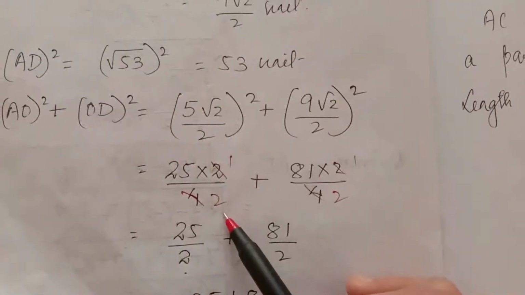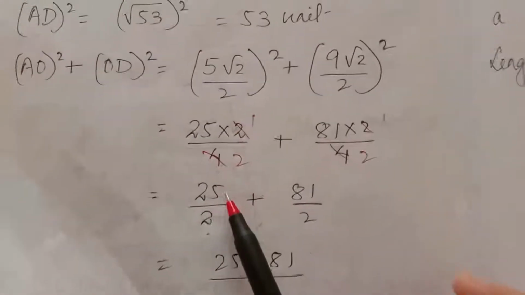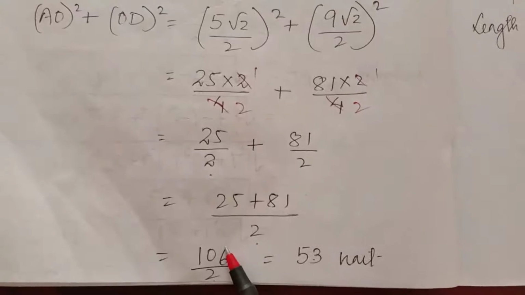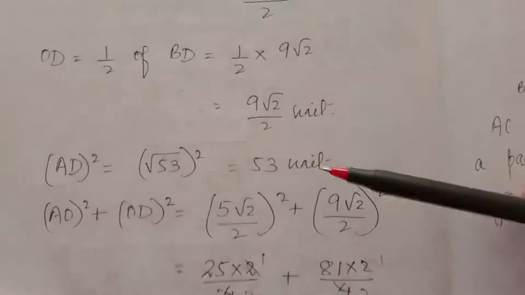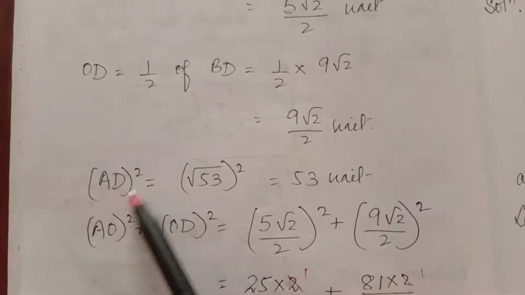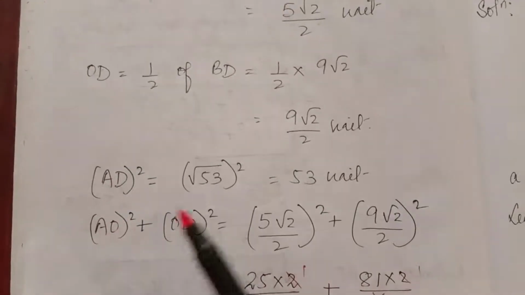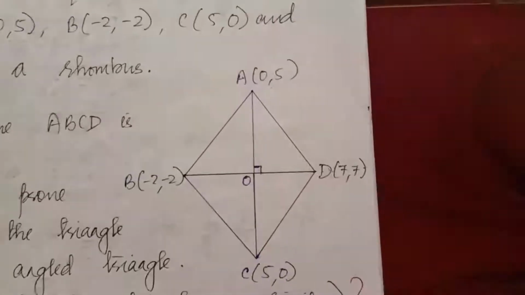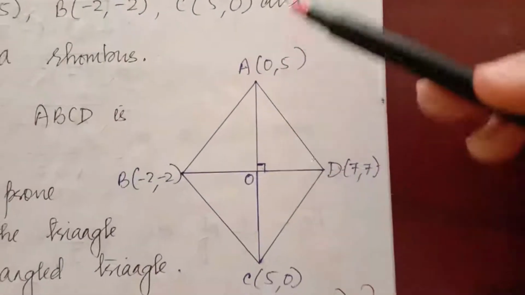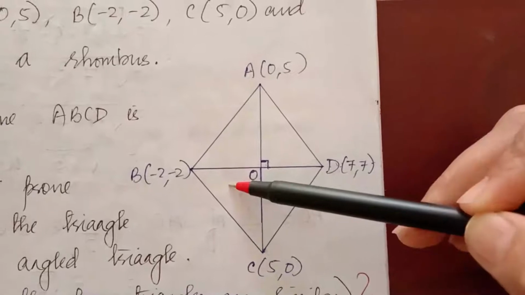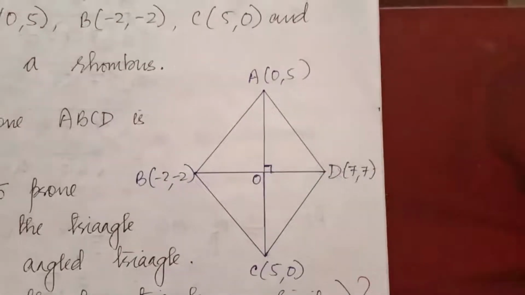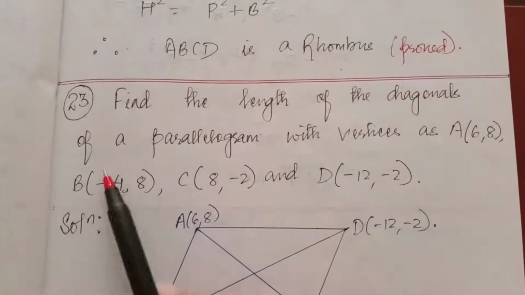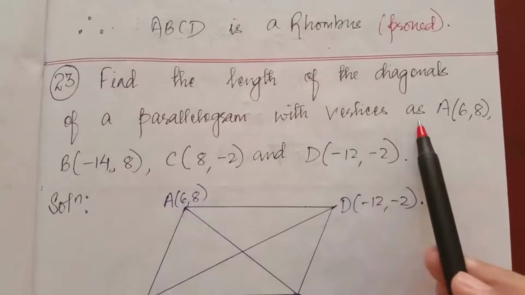You can cancel this 2 and 4, 2 and 4. So 25 by 2 plus 81 by 2, 25 plus 81, 106 by 2, which is 53 unit. Here also 53 unit, that means hypotenuse square is equal to perpendicular square plus base square. So we have proved that this triangle is a right angle triangle. That means all the triangles are right angle triangles. This is a rhombus.